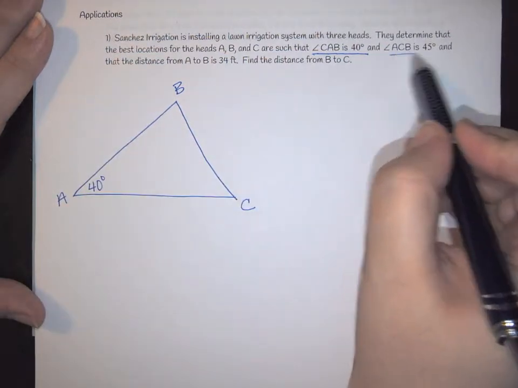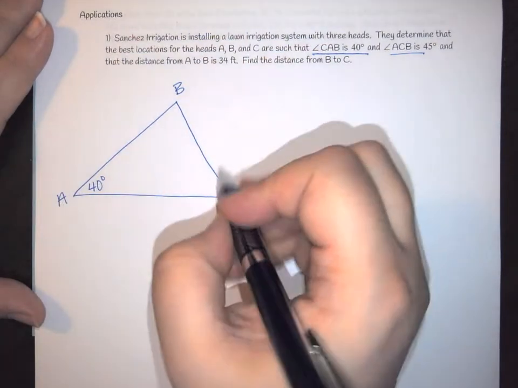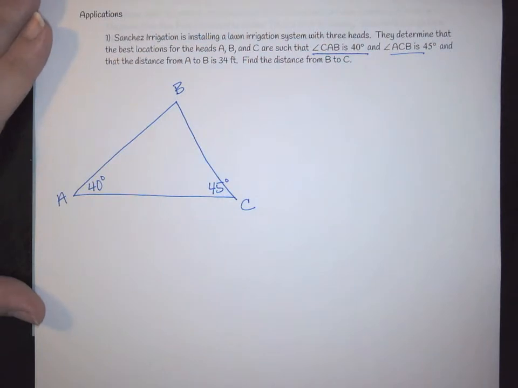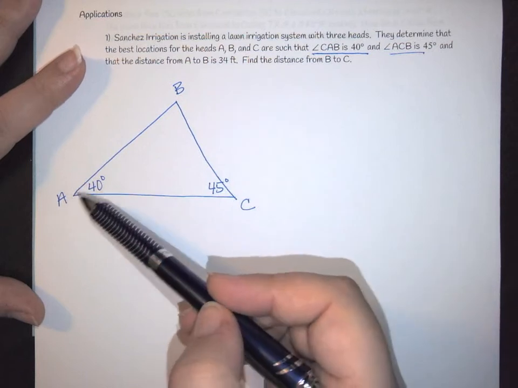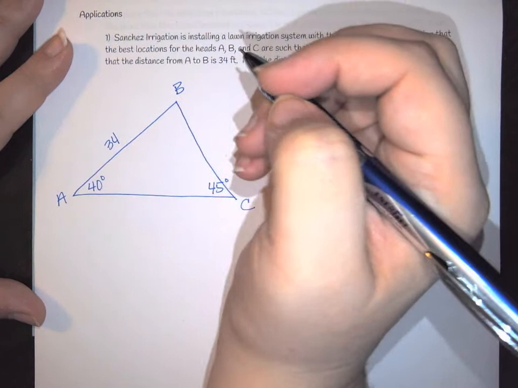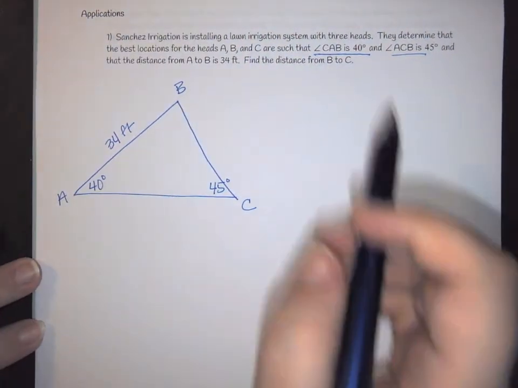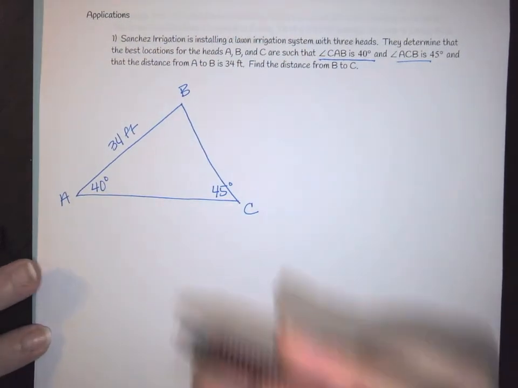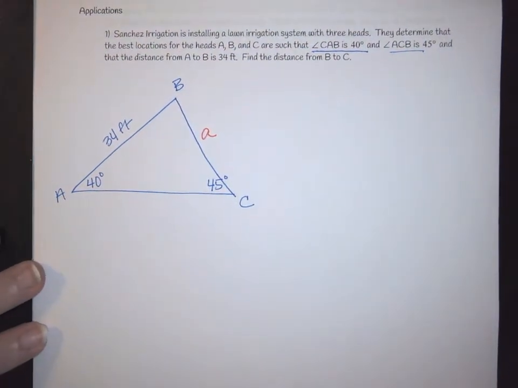And we also know that ACB is 45. So we have A to C to B, so this angle here is 45 degrees. We know the distance from A to B is 34, so that's this distance here, and so we know this to be 34 in feet. What we want is B to C. So we are looking for this length here, which would be the same as saying length A.